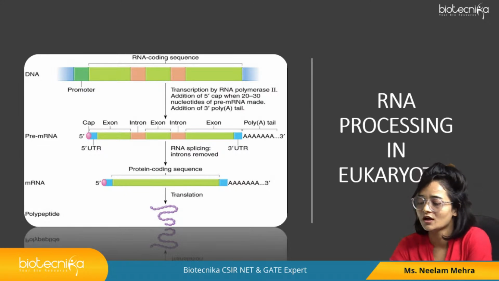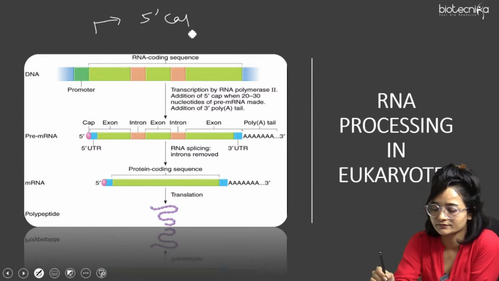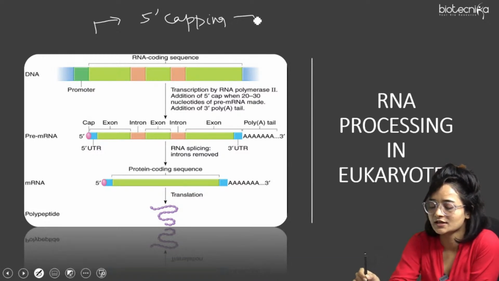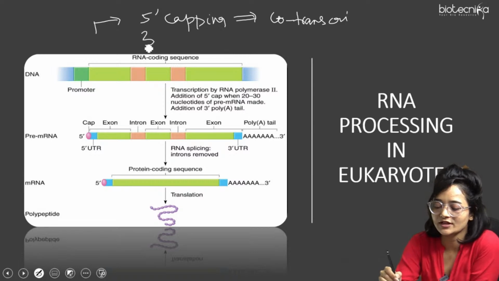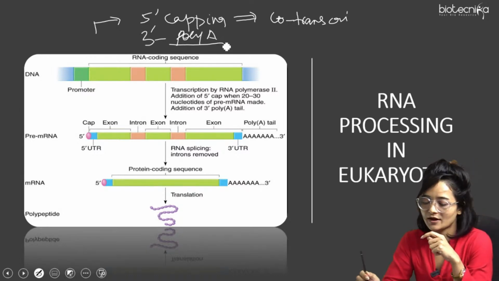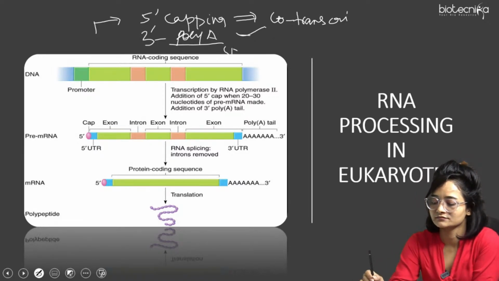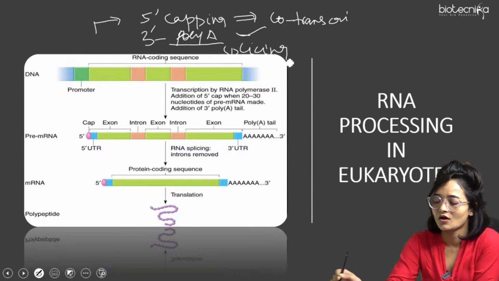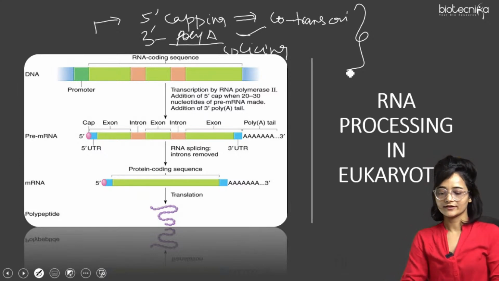So there are three major post-transcription modifications which take place. First is the 5' capping, right? 5' capping is basically a co-transcriptional modification. Then comes the 3' polyadenylation. The poly-A tail is joined at the 3' end of the mRNA. This is the post-transcription modification. And then comes the splicing, right? All of these are the transcription processing activities which take place at the pre-mRNA.